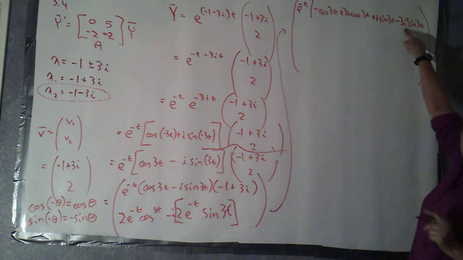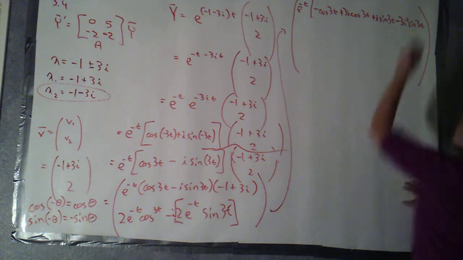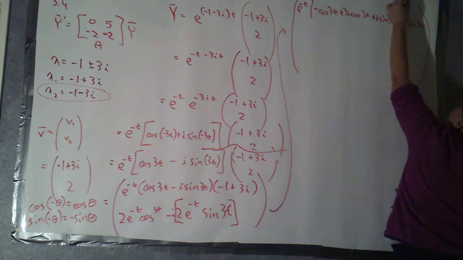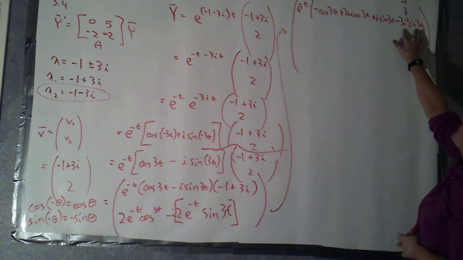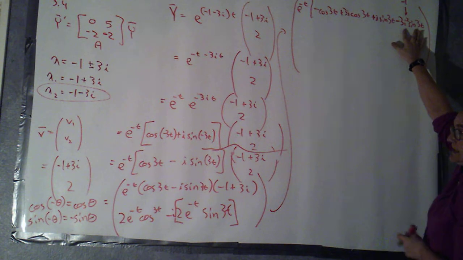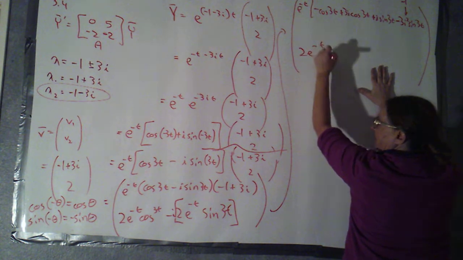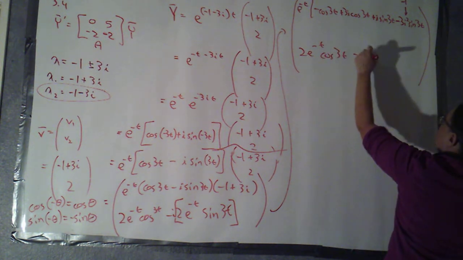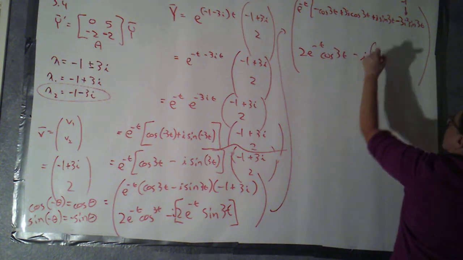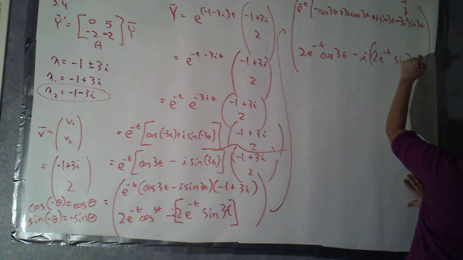And what is i squared? Why, yes, I think I hear somebody saying i squared is actually a negative 1. So this is negative 3 times negative 1. It just becomes plus 3 sine of 3t. Then on bottom I had my 2e to the negative t cosine 3t minus i times 2e to the negative t sine of 3t.